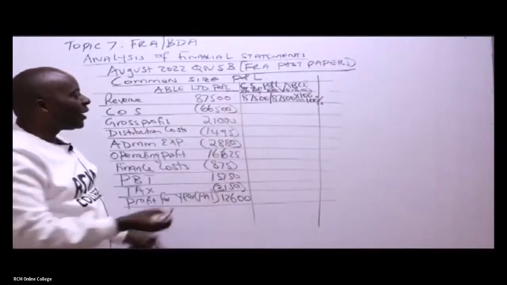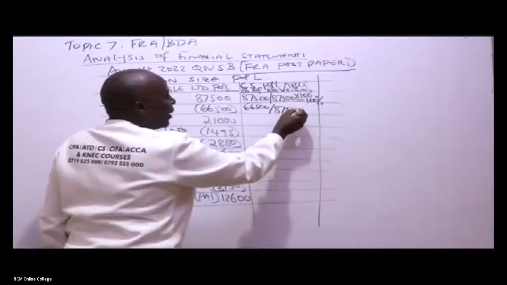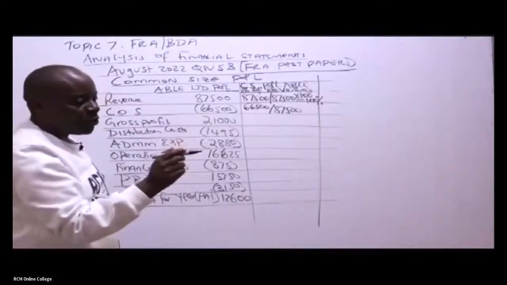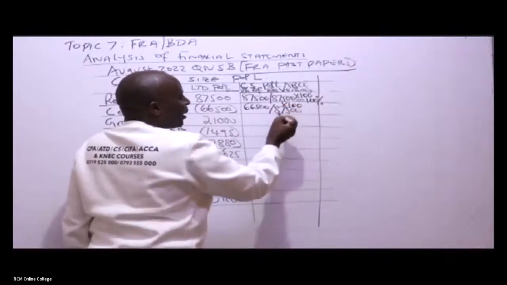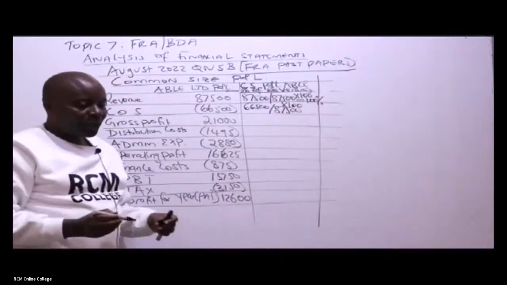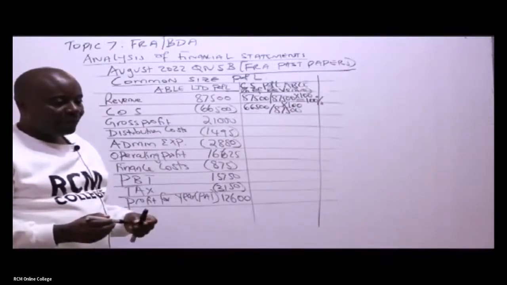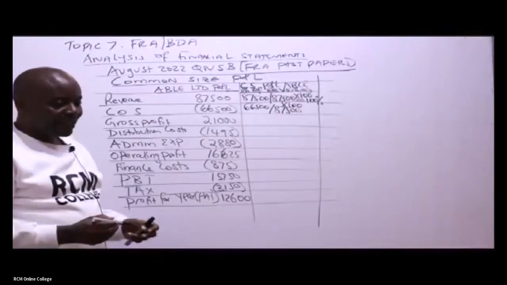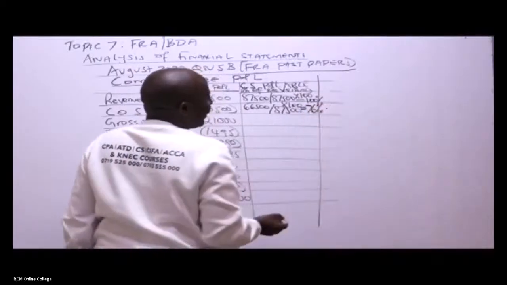So when I go to the second one, I will take 66,500 over 87,500 because it's a percentage of revenue. All the items as a percentage of revenue times 100. Please give me your answer in 2 decimal places. Irene is giving me 76%. Is that okay, my good students? Yes, 76%. So we have here 76%.